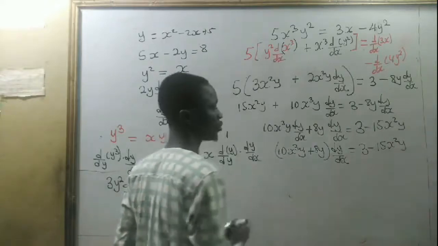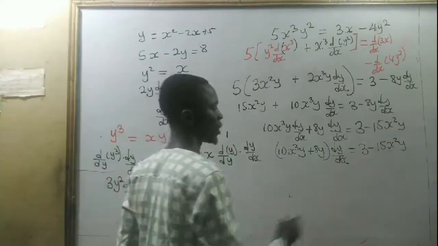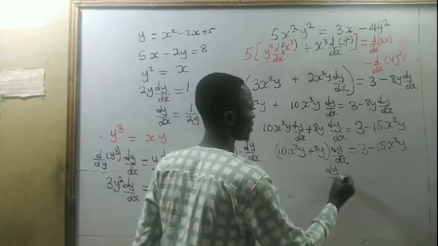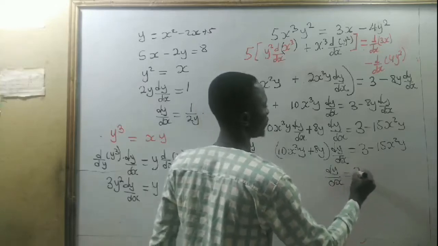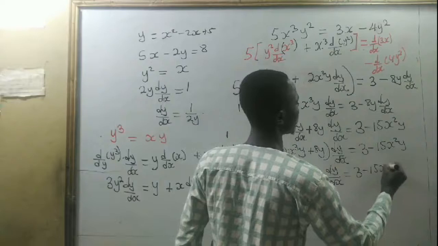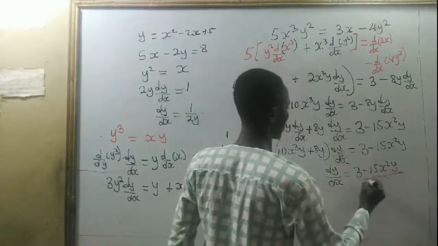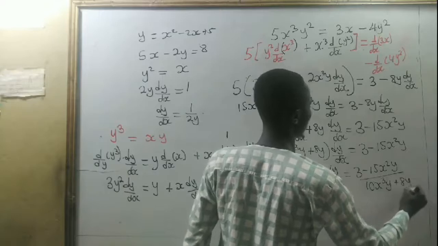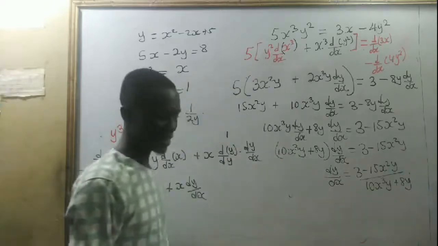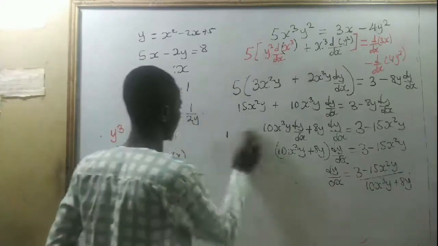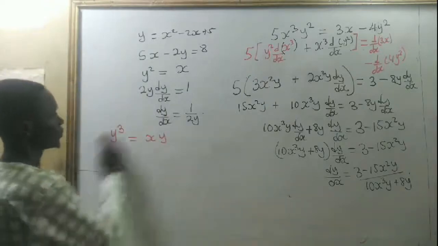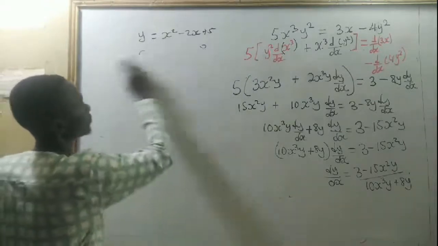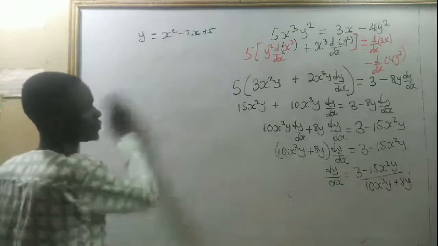So we divide through by 10x cubed y plus 8y. So we have the derivative of y with respect to x equal to 3 minus 15x squared y divided by 10x cubed y plus 8y. That's our final answer. Now let's take the next example.